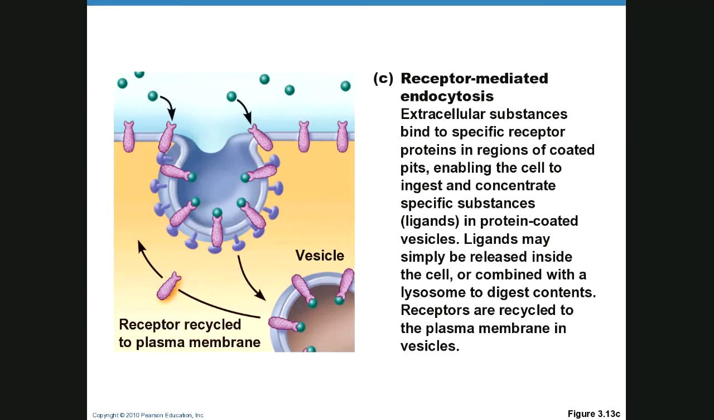Receptor-mediated endocytosis. You have a receptor here. This could be a neurotransmitter, for instance, that attaches here and goes into the cell. Anyway, we'll go into the neurotransmitters later.